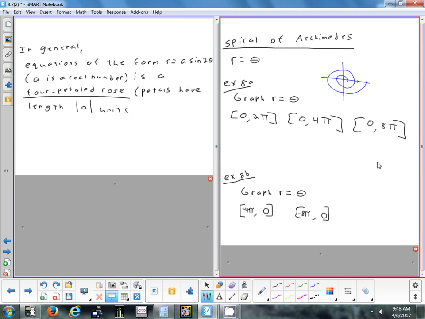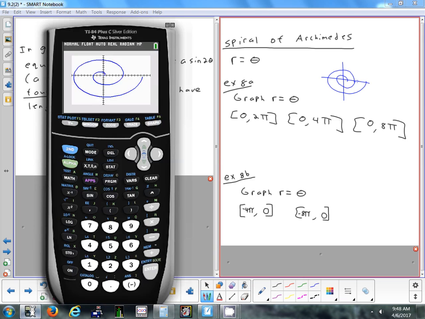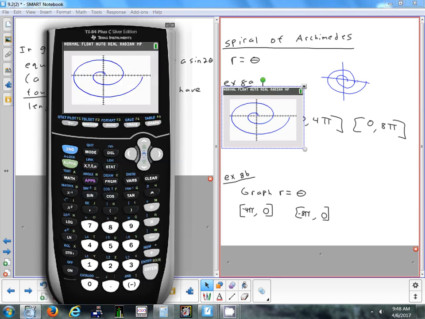Let's try graphing it, like putting a negative 4 pi. Okay, so here's 0 to 4 pi. Just save that. What do you think is going to happen if I go negative 4 pi to 0? It's just going to flip it. It's going to flip it? Let's try it. Just like it flattens it over, so.